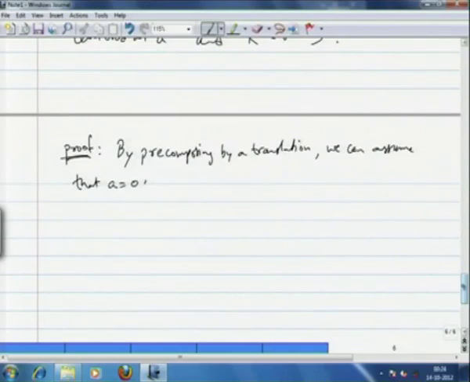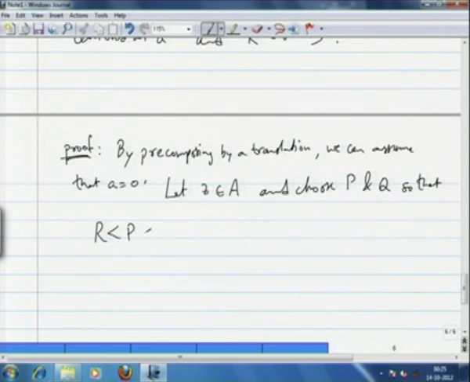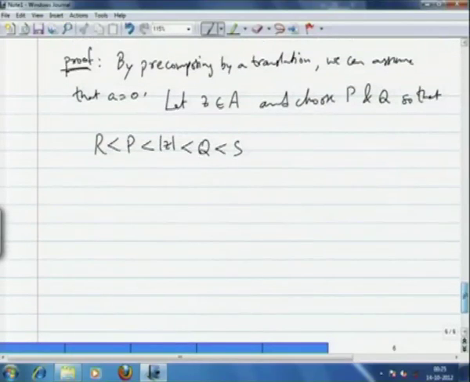Anyway, so you can do this. First fix z belonging to A. You fix one point in the annulus, and choose p and q so that R is strictly less than p, which is strictly less than the modulus of z, which is strictly less than q, which is strictly less than S. I will show a picture, which is more helpful here. So, here is your annular region.